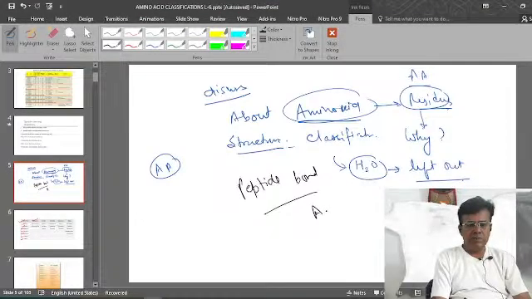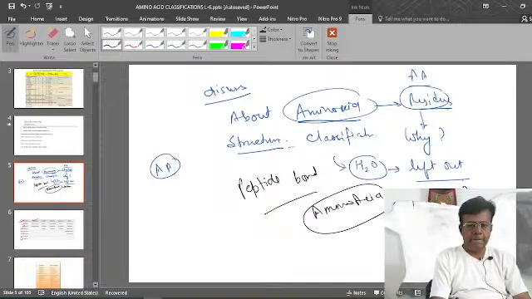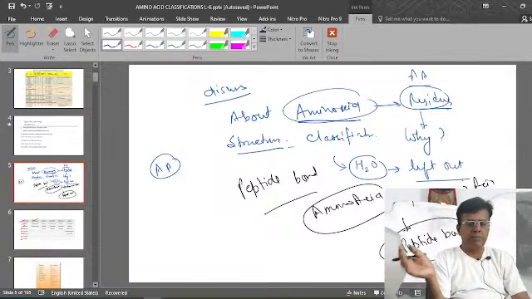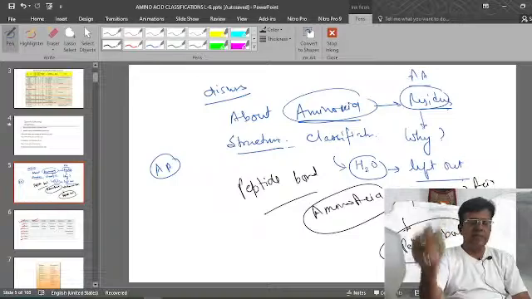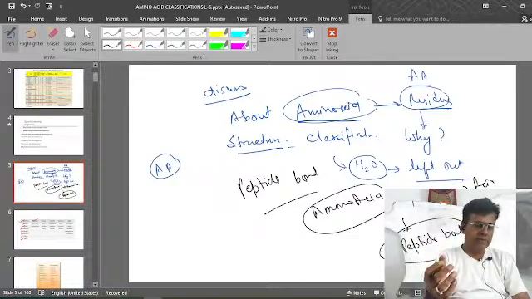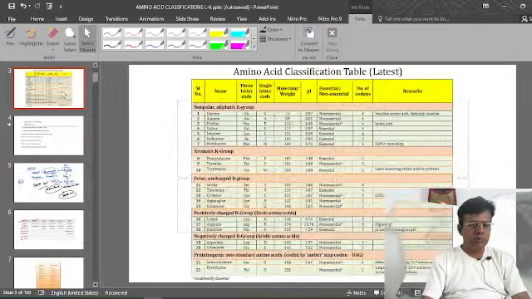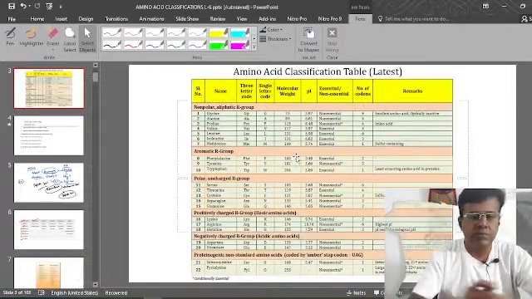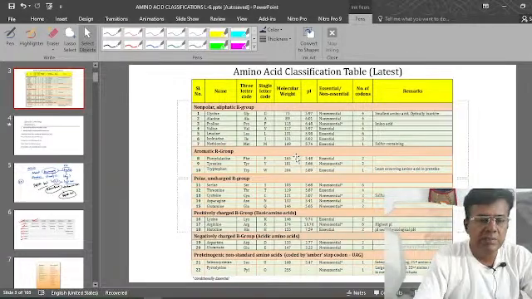So amino acid plus amino acid, they are going to form the peptide bond. Okay, so this peptide bond, and then they are connecting to the long chain of amino acid. They are going to form various kinds of protein: primary, secondary, tertiary, quaternary. Okay, so all these kinds of proteins are here, but before going into the detail of protein, we should see how the amino acid can be classified.